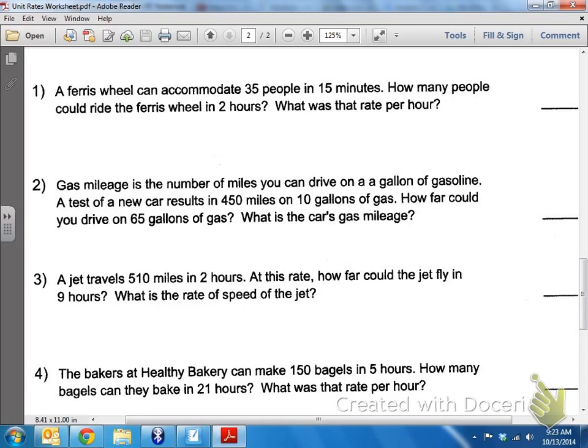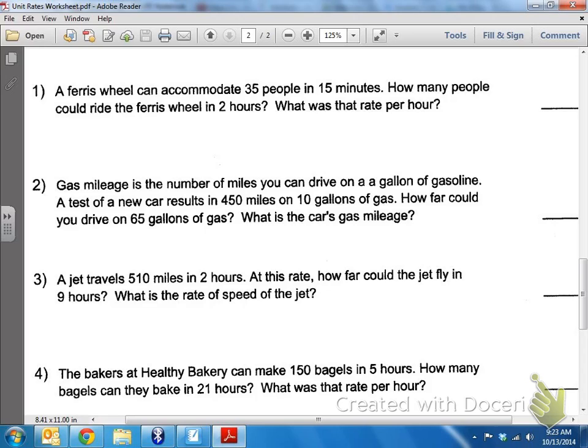All right, let's take a look at number 1 here on this word problem. Again, we're dealing with unit rates in the sense that we want to use this information to find out how many people can go on the Ferris wheel in a certain amount of time. So here's the data they give us. The Ferris wheel can accommodate 35 people in 15 minutes. How many people could ride on the Ferris wheel in 2 hours, and what was the rate per hour?